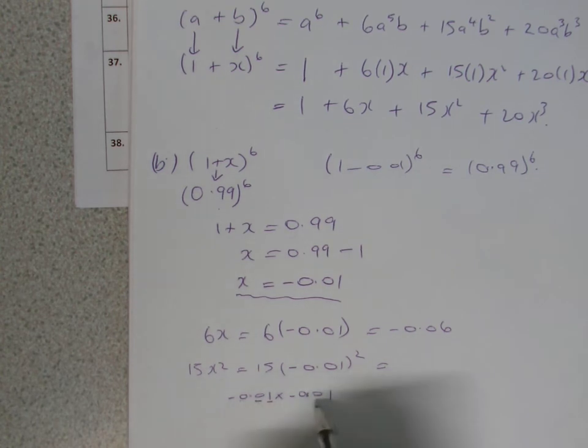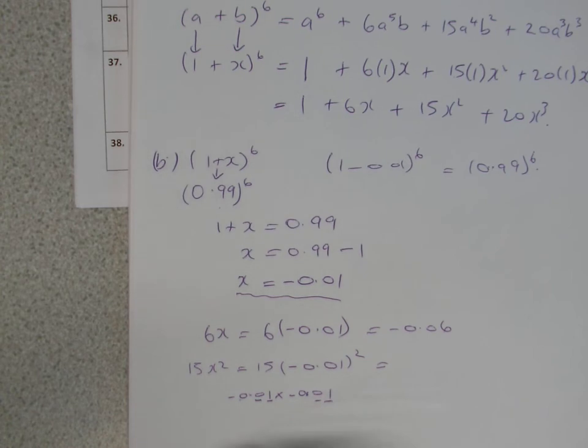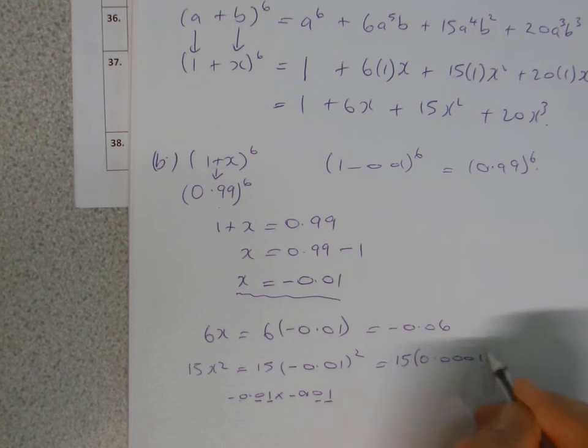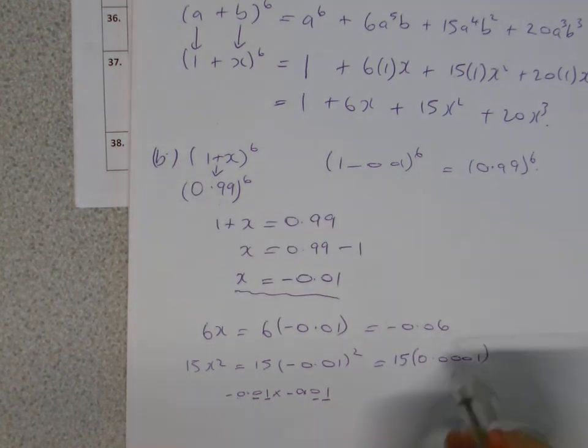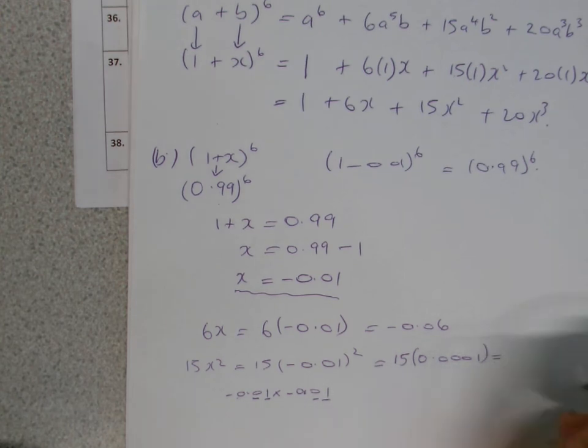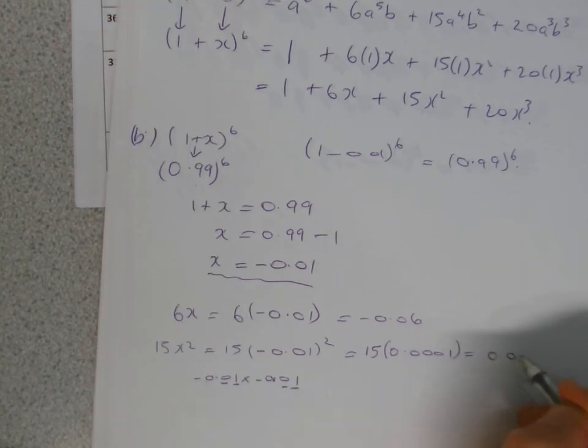Then just count how many decimal places are in the question: 1, 2, 3, 4. So it's going to be 4 decimal places in the answer. So we write the 15 there, and we have 0.0001. The negative's gone because we squared it; two negatives make a plus. Then when you times that by 15, you get 0.0015.